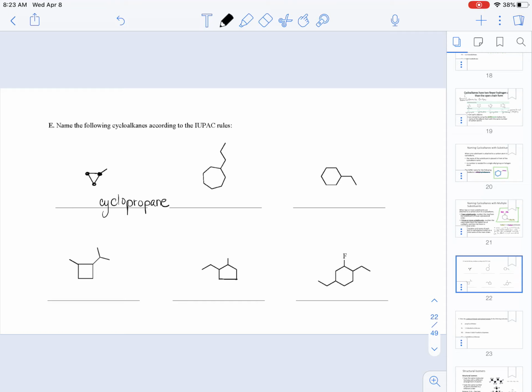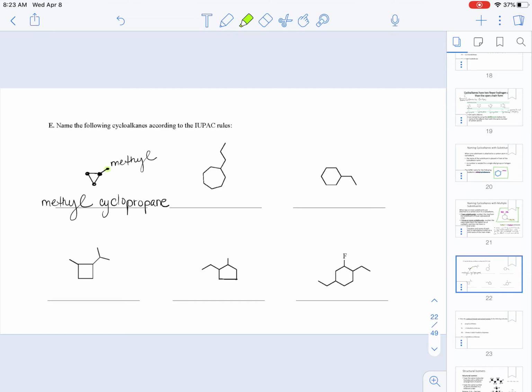Because we only have 1 substituent, which I'm going to highlight in green, and because it's a line and contains only 1 carbon, that is going to be a methyl group. So the name of that compound is methyl cyclopropane. Now, if we look at the bottom molecule, it looks like a square.